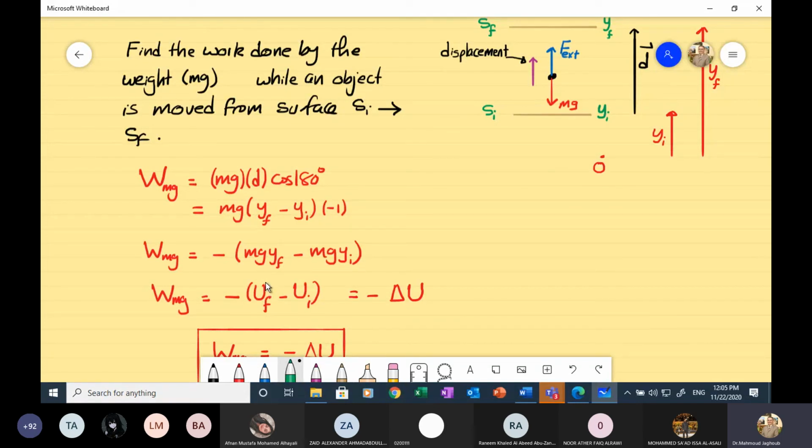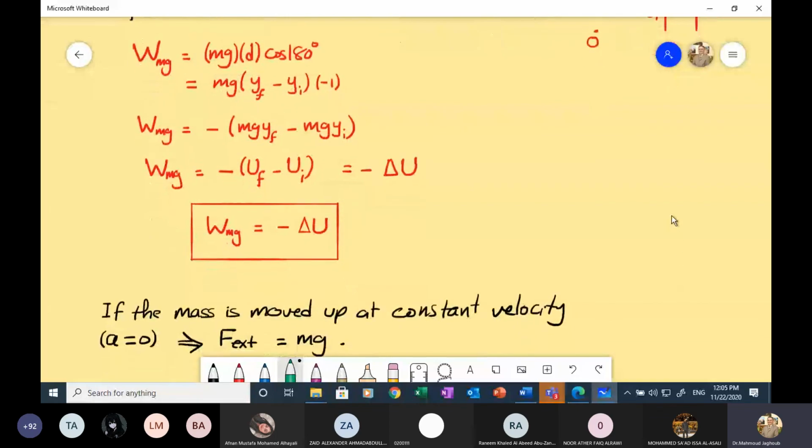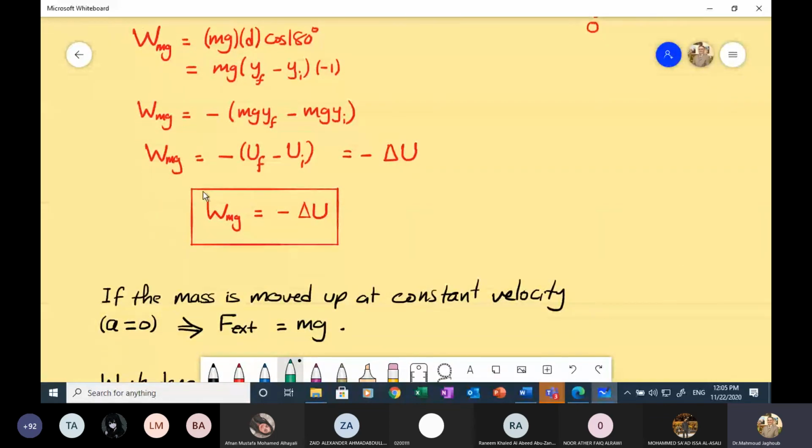Whenever you have final minus initial, we call it what? Delta. Change in what? Change in potential energy. So it is delta U. So always, in all circumstances, the work done by the force of gravity equals minus the change of the gravitational potential energy. Work done by the gravitational force equals minus the change of the gravitational potential energy.